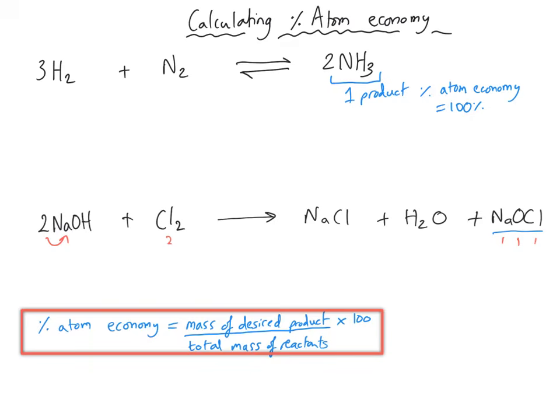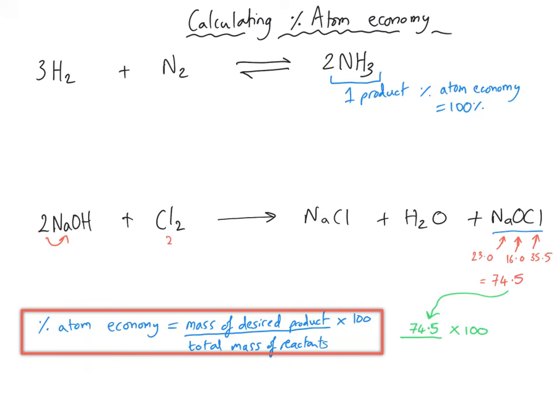Now, the equation that we use to calculate atom economy is here. The percentage atom economy is the mass of the desired product divided by the total mass of the reactants multiplied by 100. So this is a case of working out the MRs of all the reagents involved, or at least the desired product and all of the reactants. And so we add together our sodium and our oxygen and our chlorine, and we get the target MR of 74.5 grams of sodium, oxygen and chlorine, so sodium chlorate.